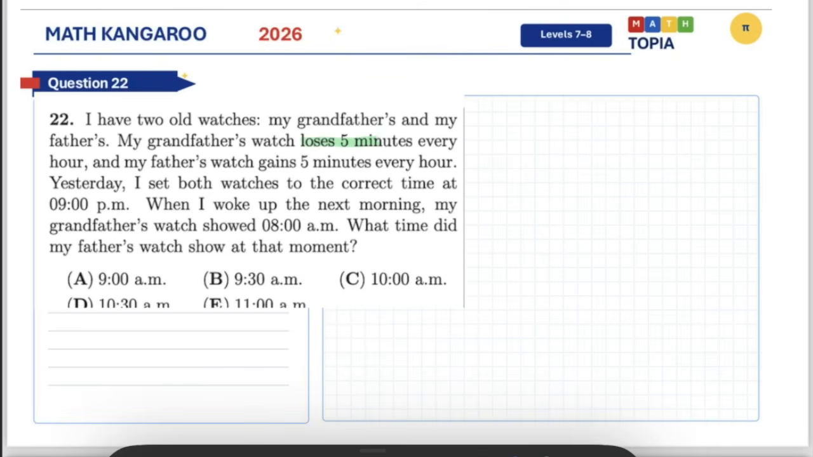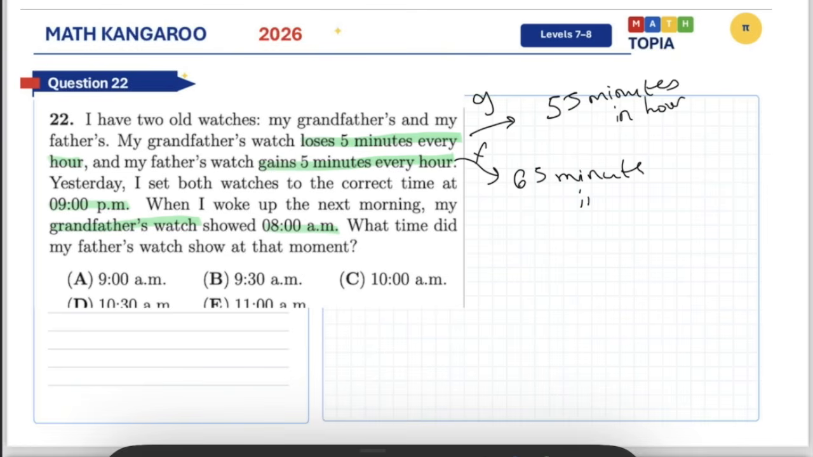So we take the most important information here. Loses 5 minutes every hour, gains 5 minutes every hour. The correct time was 9 p.m. and then later it showed 8 a.m., and the grandfather's one was the one that did this. Okay, based on this information here, in the grandfather's watch, there is 55 minutes in every hour. Based on this, in the father's watch, there is 65 minutes in an hour.